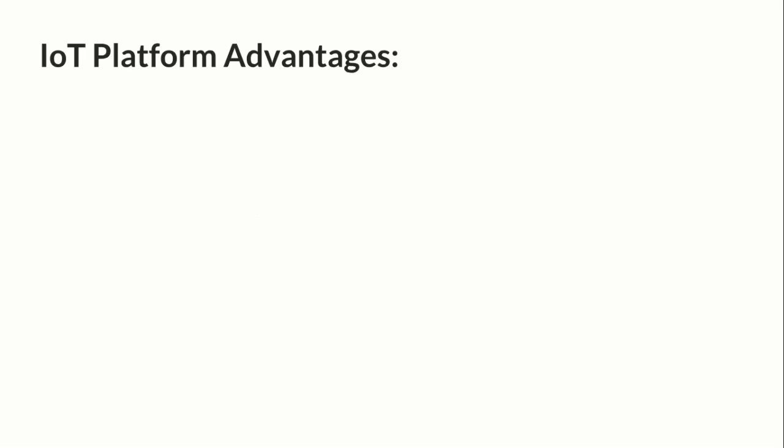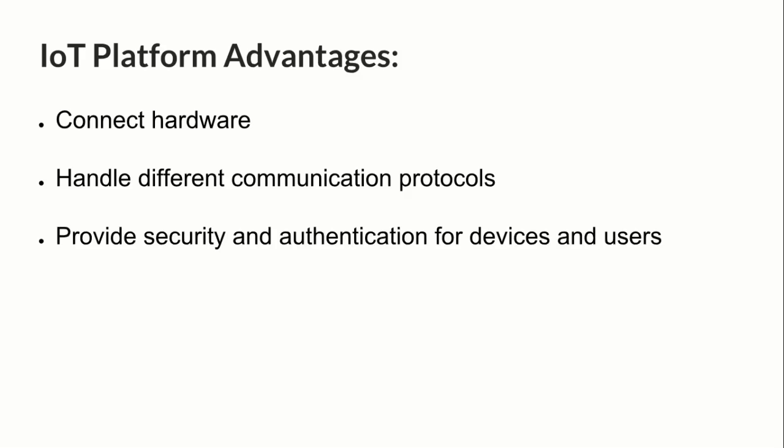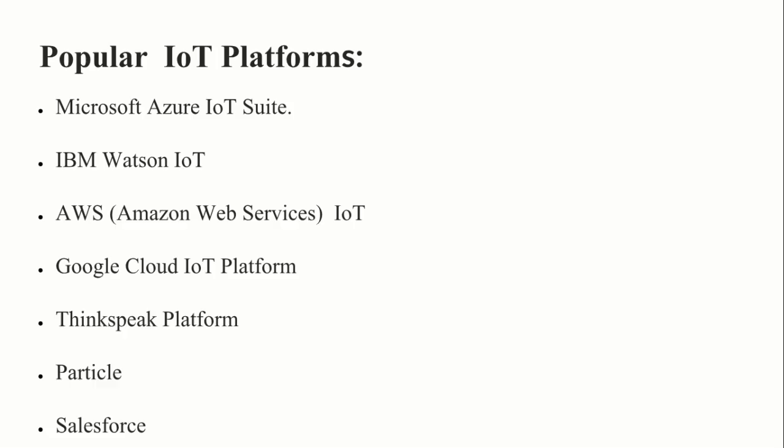Next, we will see about IoT platform advantages. So we can easily connect hardware to the platform using APIs. IoT platforms handle different communication protocols. They provide security and authentication for devices and users. We can easily collect, visualize and analyze data with the help of an IoT platform. IoT platforms are integrated with other web services.